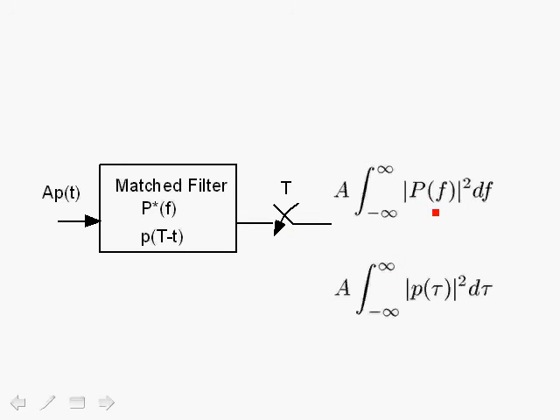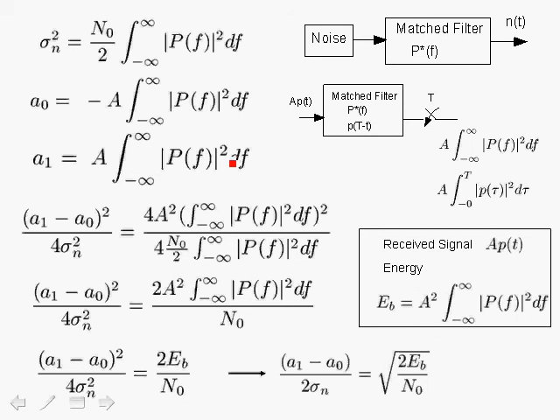And because of Parseval's theorem, we can also express this in the frequency domain, and these two are equal. So at the point that we sample t, we have the maximum signal to noise ratio, and the value at that point is equal to A times the integral from minus infinity to infinity of the magnitude P sub f squared df. So that's where we get the expression for a1, and we also get the expression for a0, with the negative sign for a0 since we're sending the -1 symbol.